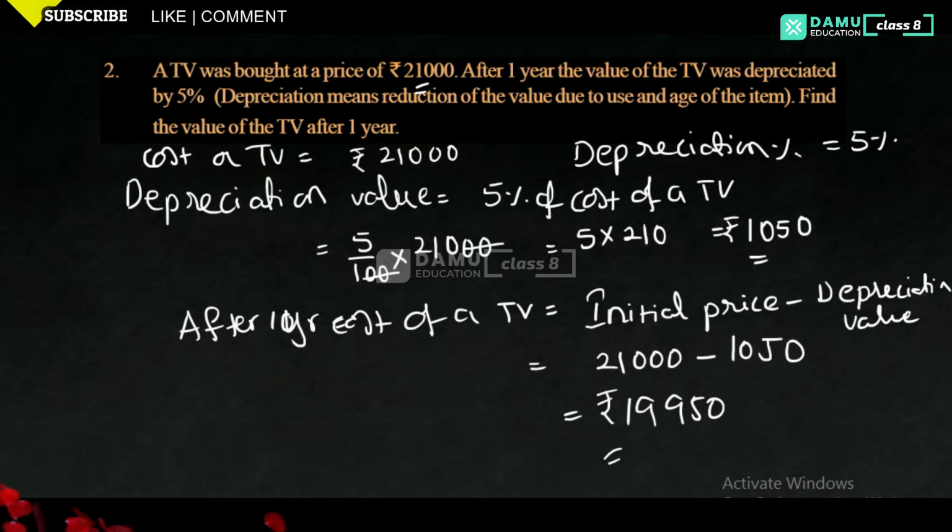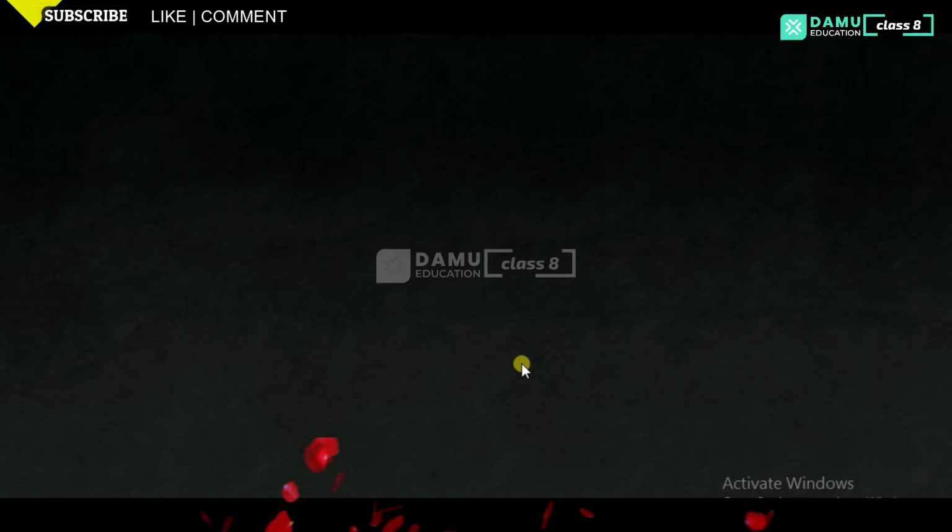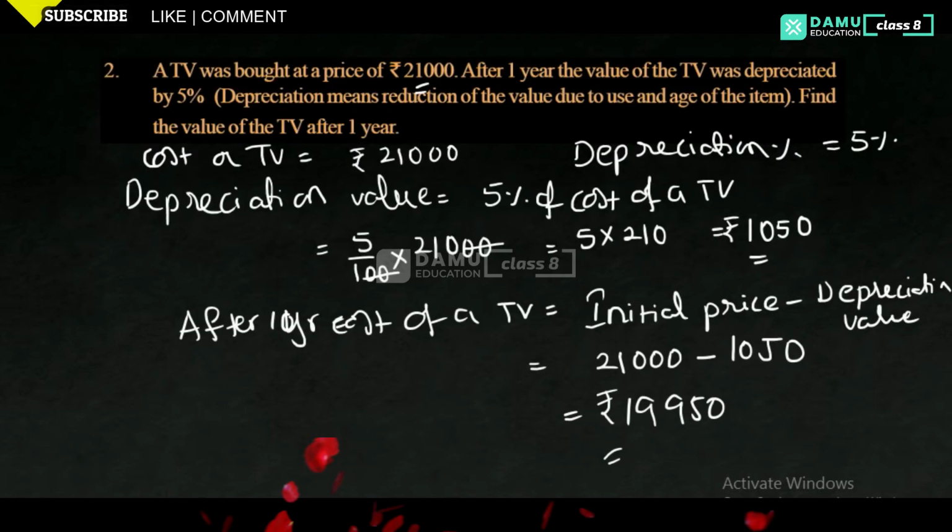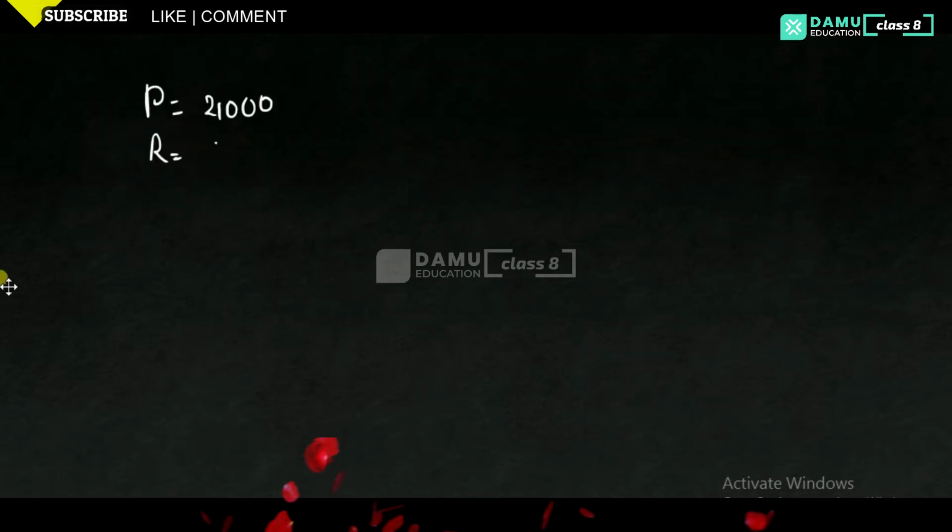For this question, you can solve in another method. What is that? They have given the principal. So principal P will be equal to 21,000. Then the rate of interest they have given is 5%, and the time duration is 1 year.